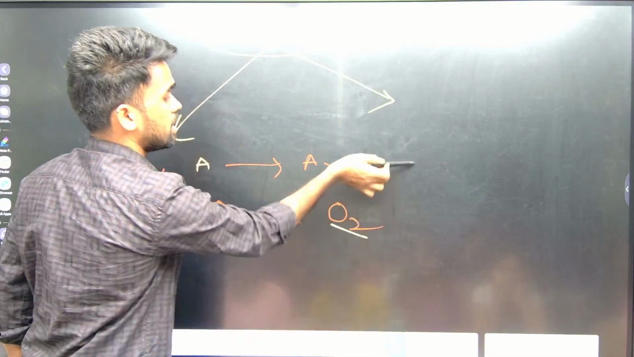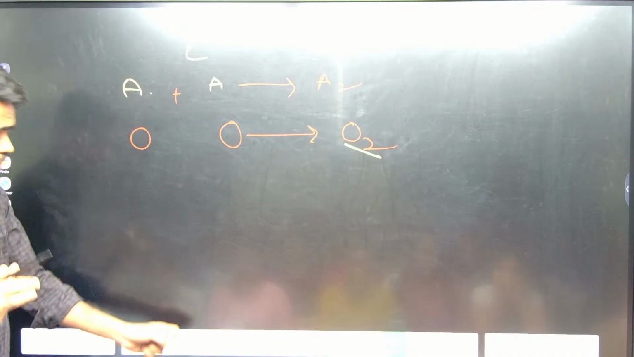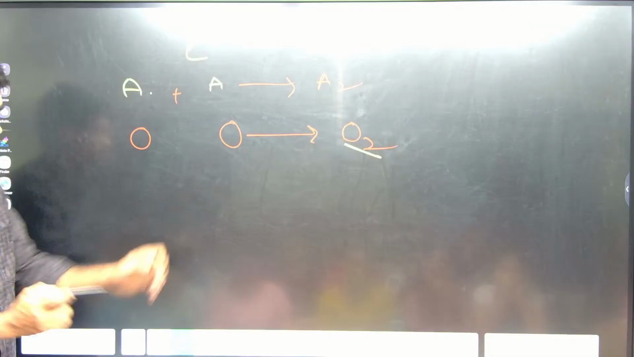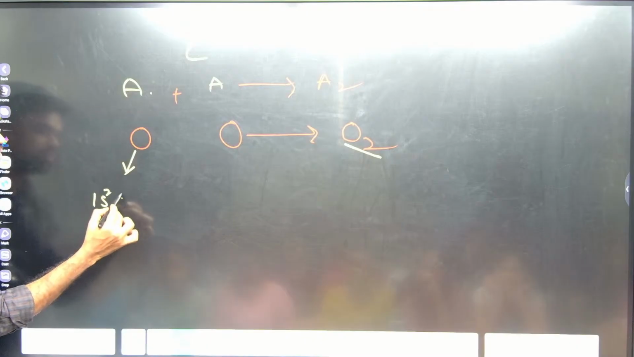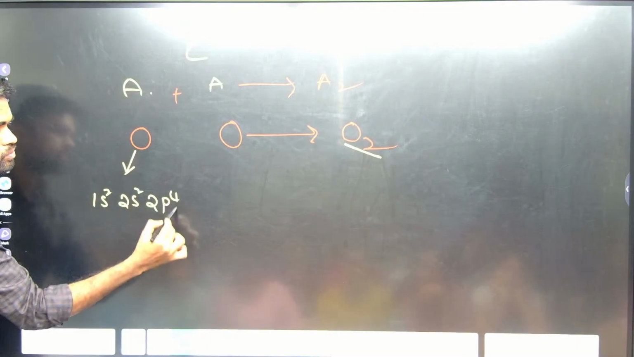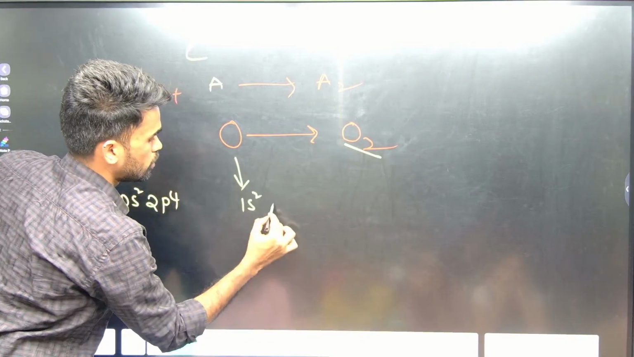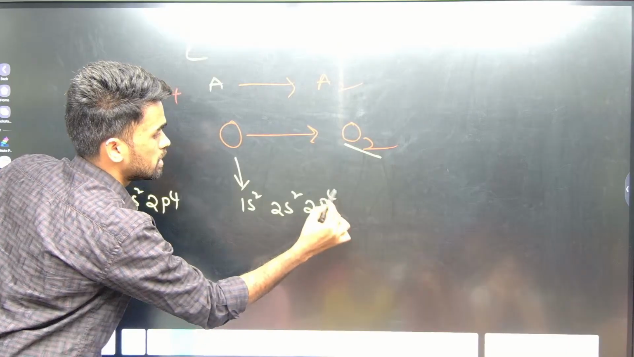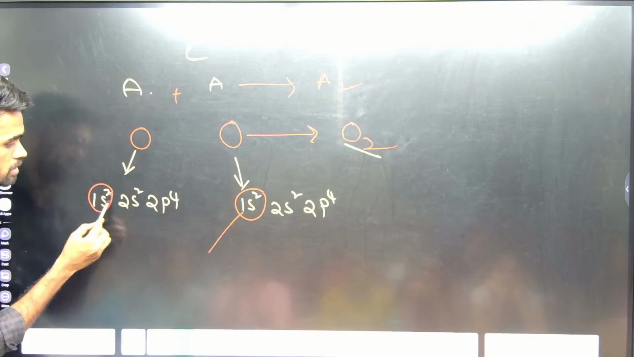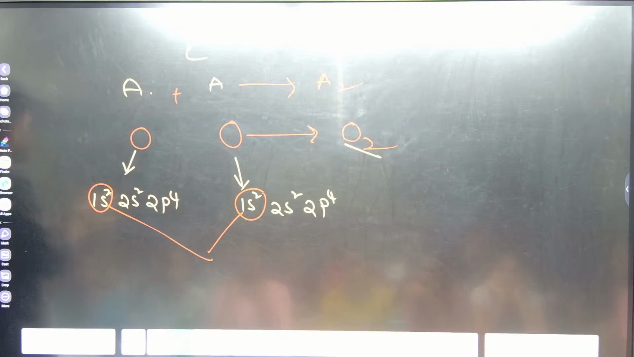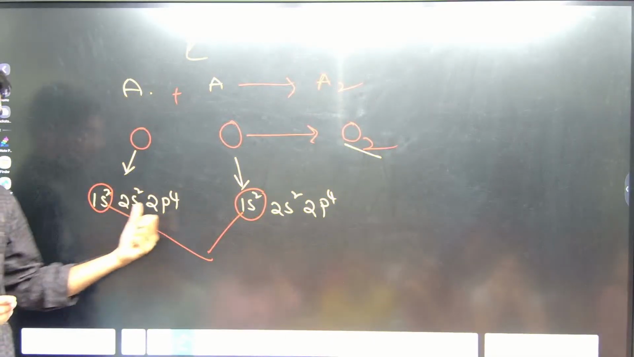When these are combining, each atom has its atomic orbitals. Please follow this, very important. Tell me, what are the atomic orbitals for oxygen? 1s2, 2s2, 2p4. For this one also 1s2, 2s2, 2p4. Each atomic orbital of this atom and this atom will combine. What will they do? Atomic orbitals will combine to form molecular orbitals.